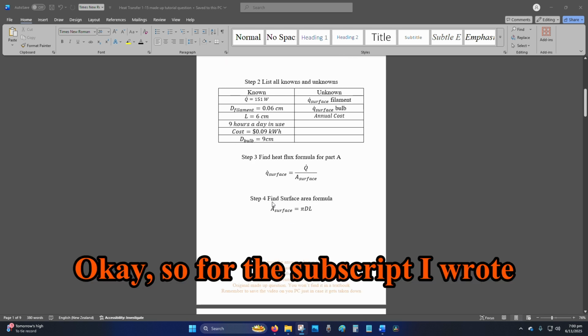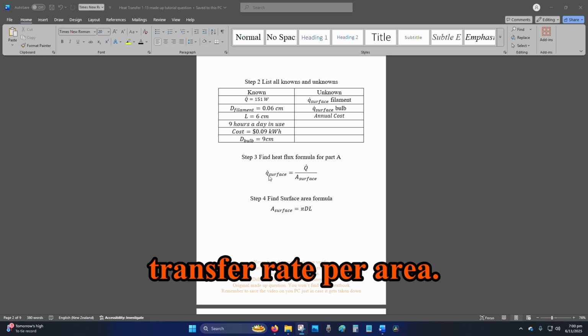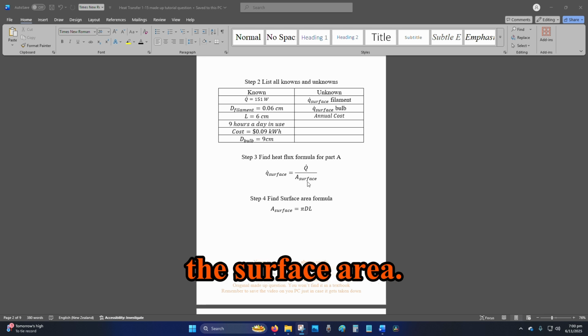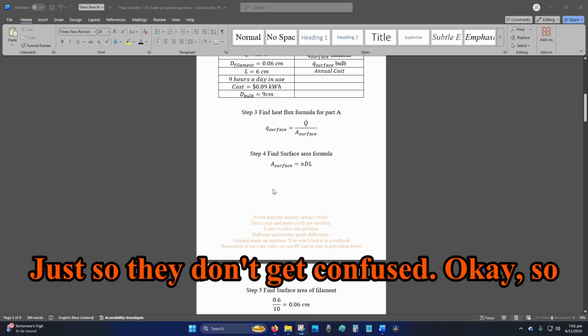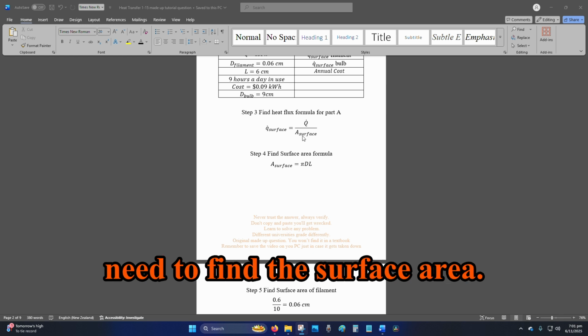Okay, so for the subscript, I wrote surface because heat flux is the heat transfer rate per area, so this is the surface area, and same for the surface area. This is to help students, so just so they don't get confused. Okay, so since we're given power, we need to find the surface area.